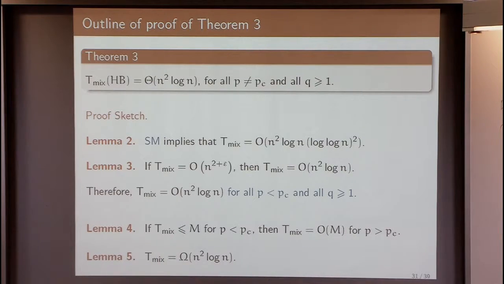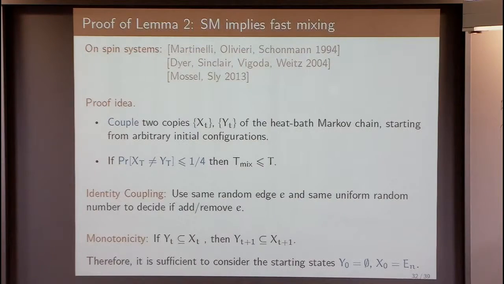And finally, we prove that the mixing time is lower bounded by this, which shows that our upper bounds are tight. Okay, so in Lemma 2, we show that spatial mixing implies fast mixing, and this is a notion that has been around for a while in spin systems. This work showed that some notion of decay of correlation implies fast mixing, and I only put here the ones where we borrow some inspiration for our work, but there are many more.